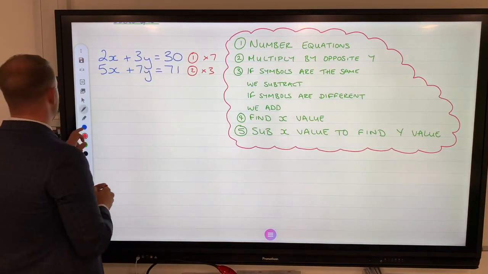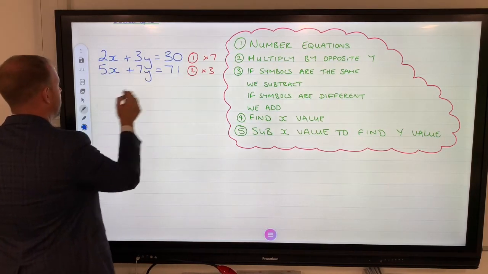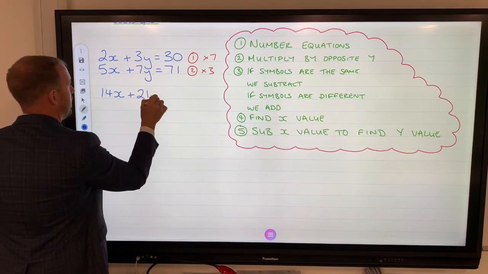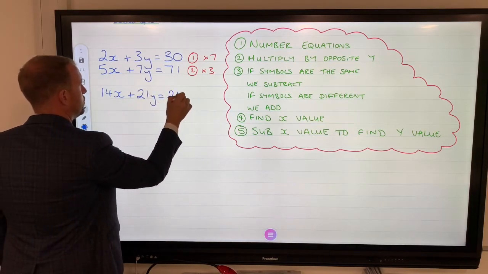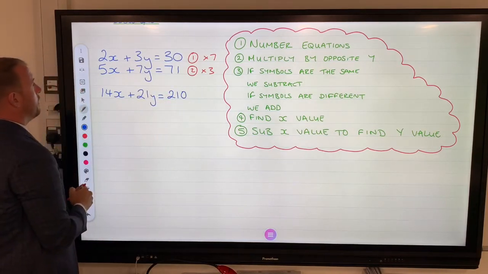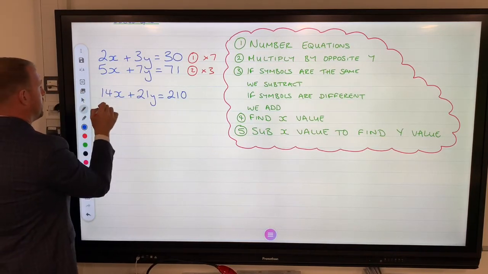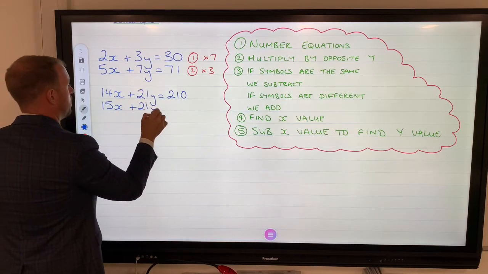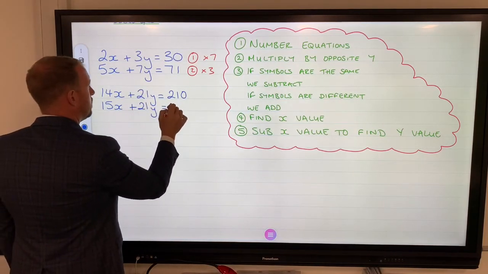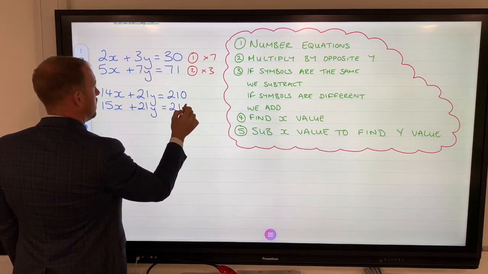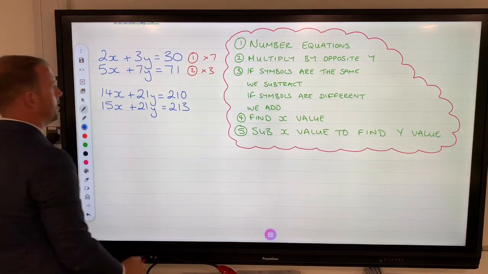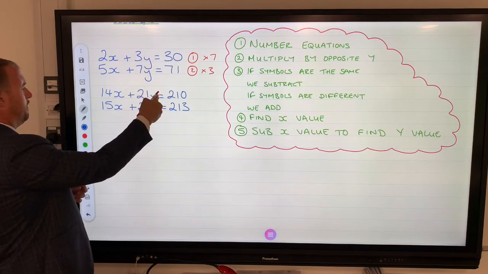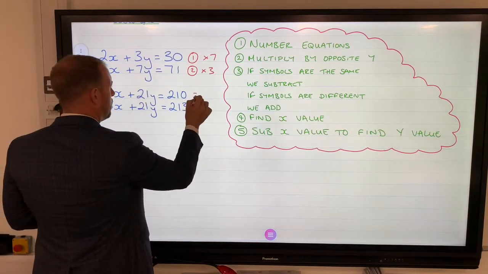So let's do that then. Times all of this by 7, so then I've got 14x plus 21y equals 210. And then I've got 5x times 3 is 15x plus 21y equals 213. Okay, so I've noticed now my bottom number is slightly bigger than what I've got on the top, but I've still got 3 and 4.